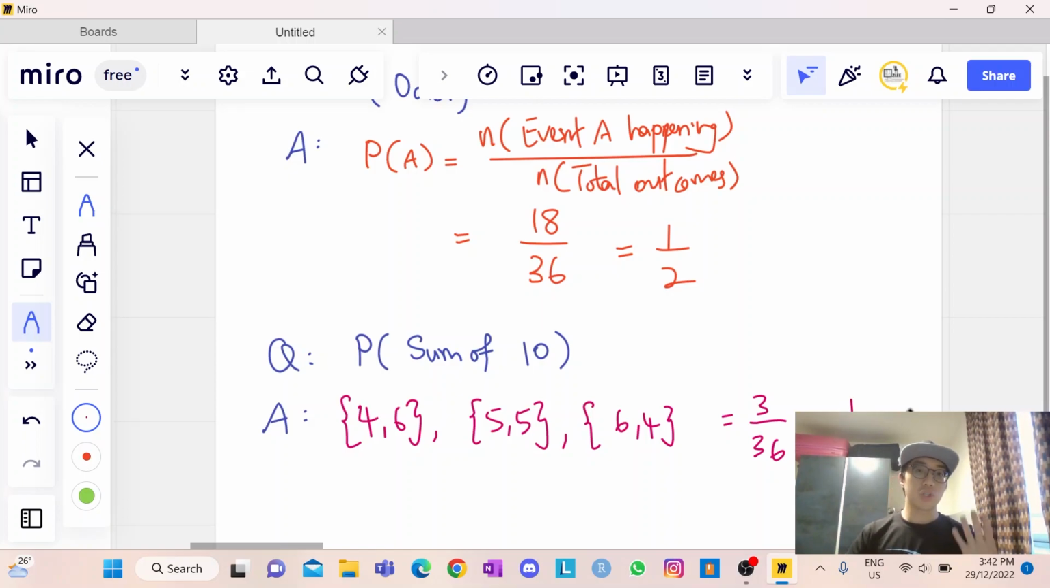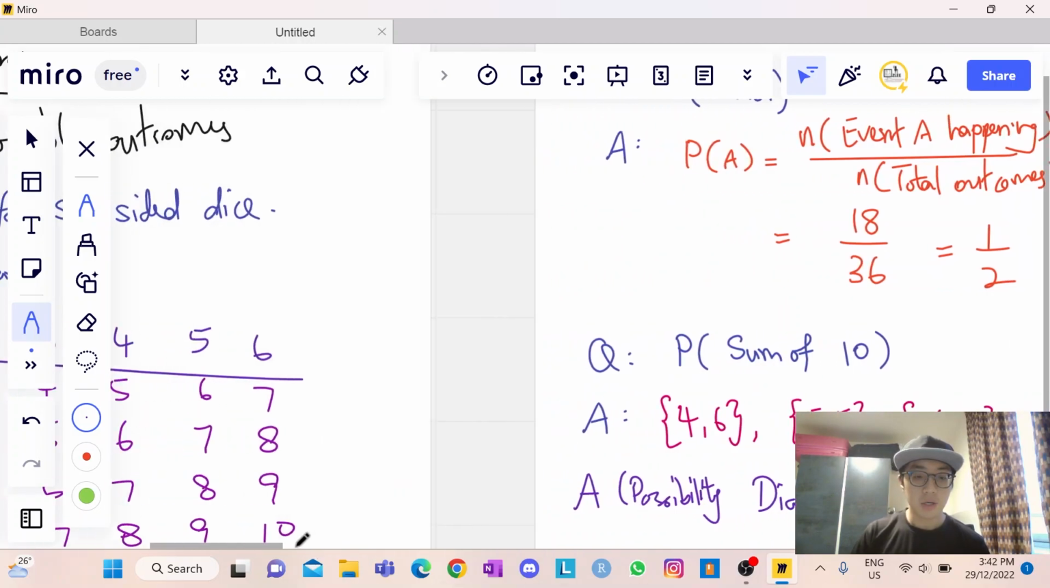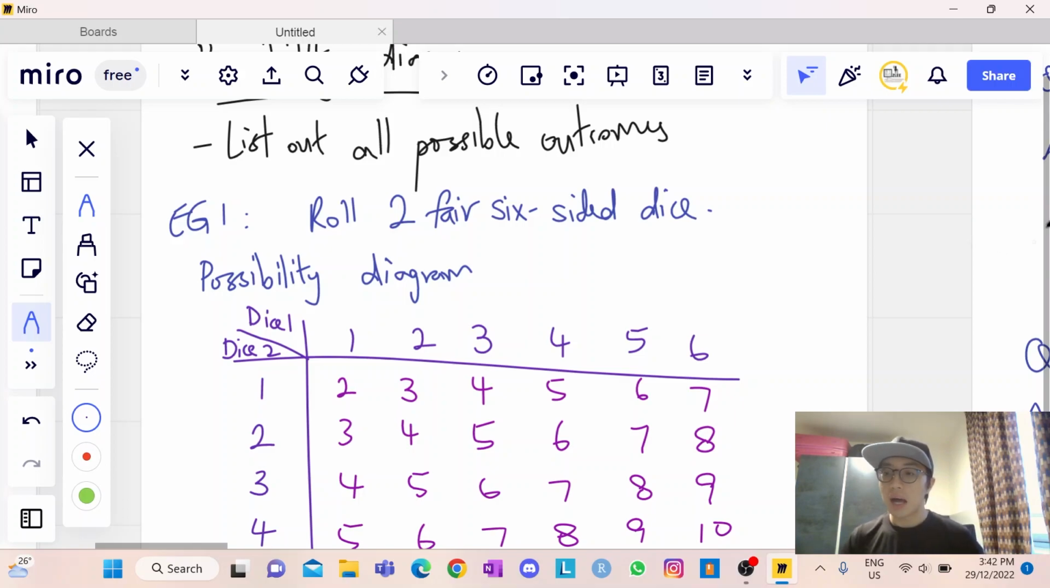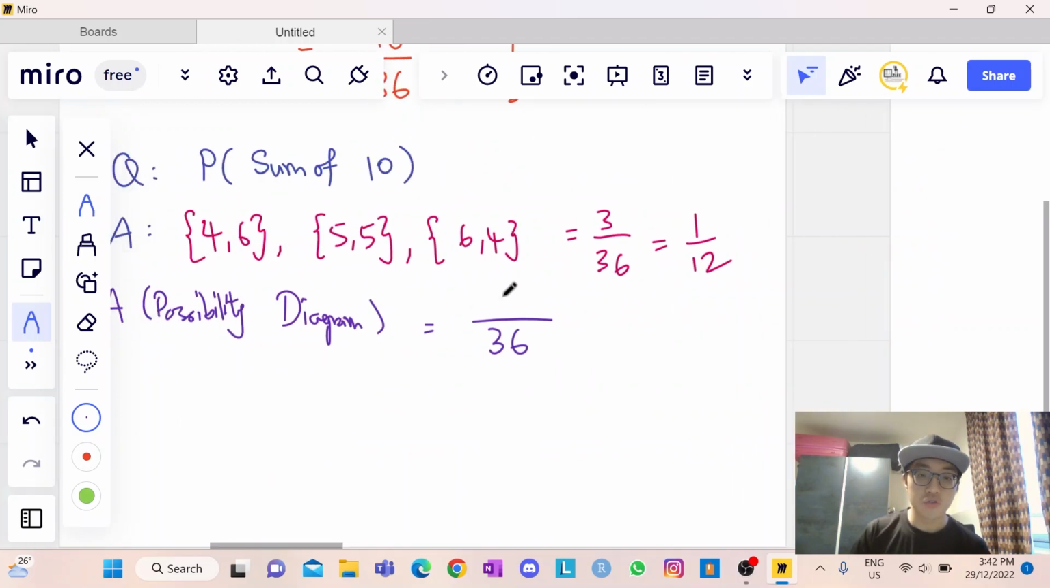Right, so if we are going to double check our answer using the possibility diagram, we know that the total outcomes is 36. And if we refer to how many possible tens we will get, you can see from these tables right here, there are only 3 tens recorded. So the answer here will be 3, the same as what we deduced just now by listing out all the possible ones.